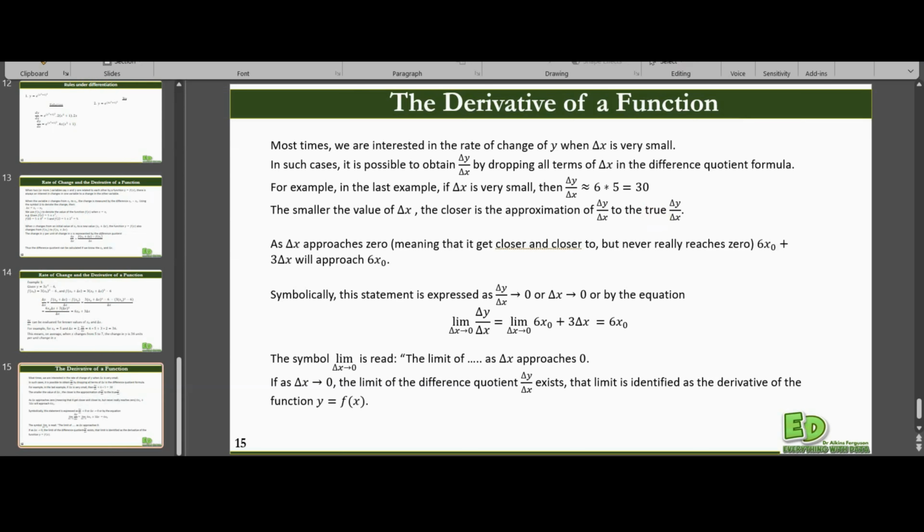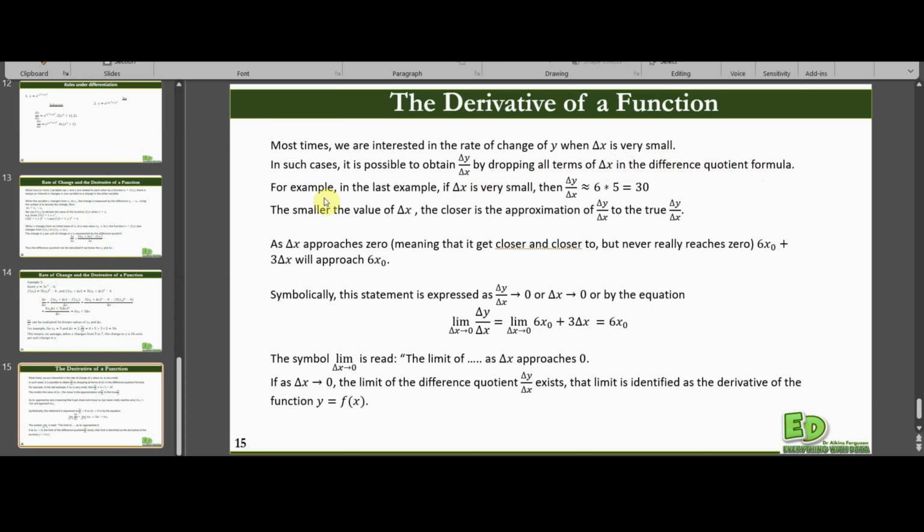So most times we are interested in the rate of change of y when the change in x is very small. How fast is this y going to change with respect to this x? In such cases, it is possible to obtain the change in y over change in x, which is the average, by dropping all terms of the change in x in the difference quotient formula.